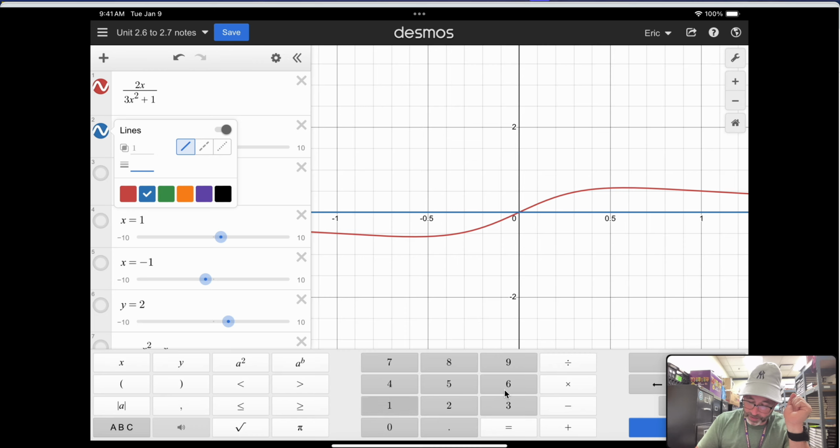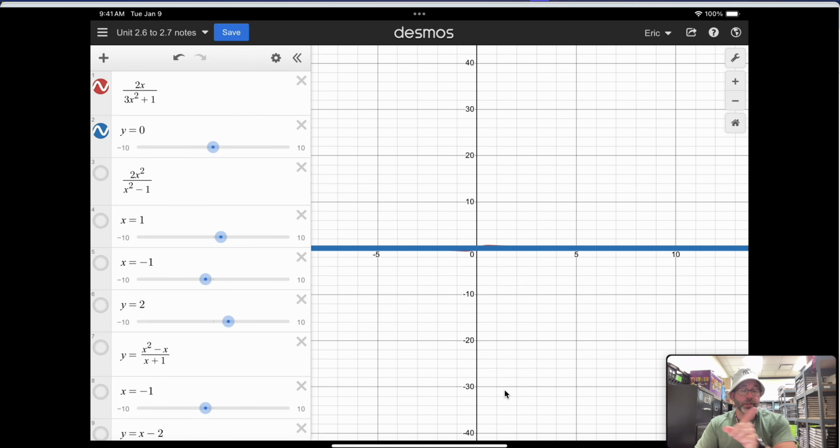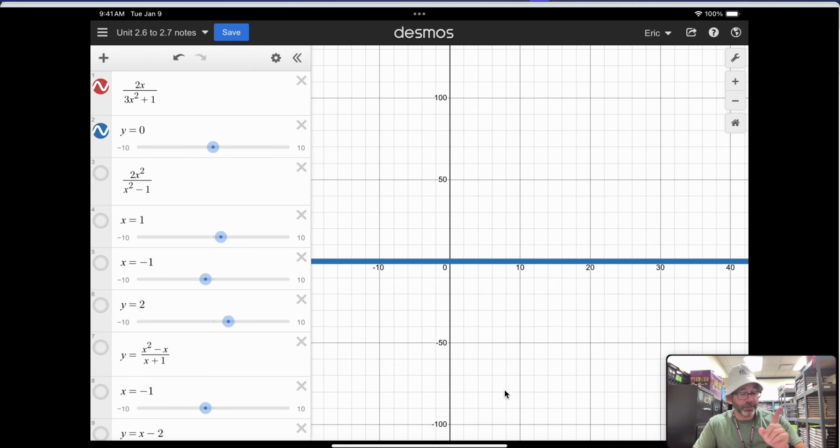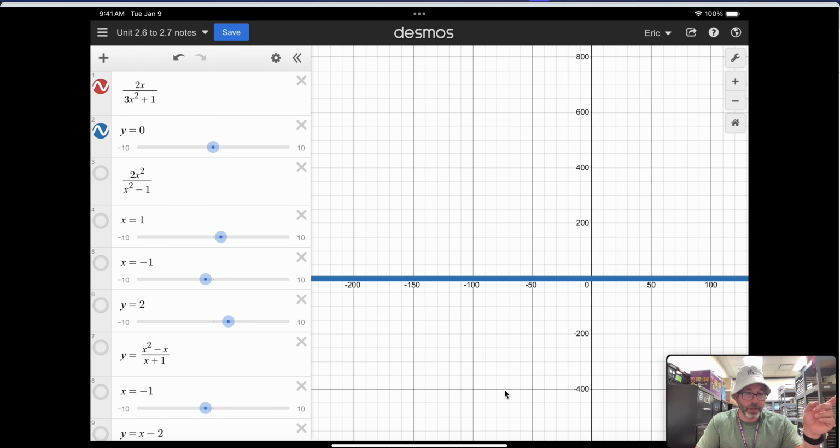Let's go 10. Okay, so you can see there's the asymptote. Now I'm going to zoom out so you can see that as we look all the way to the right, my graph just stays along this line. It doesn't go above it or below it. Same thing as we go to the left.